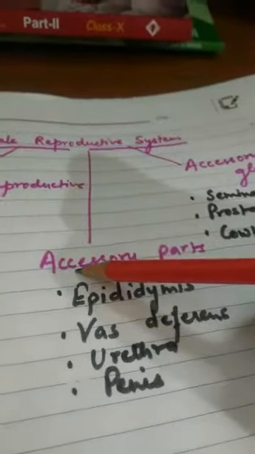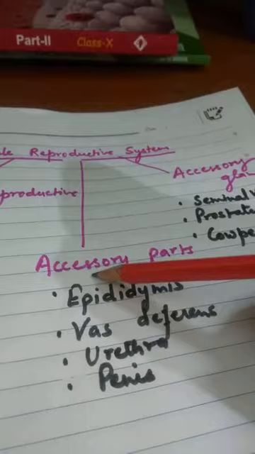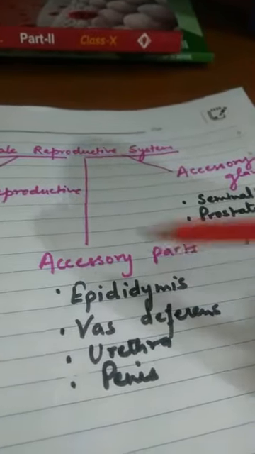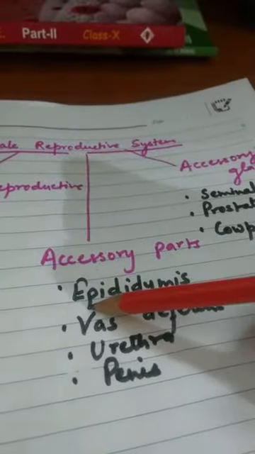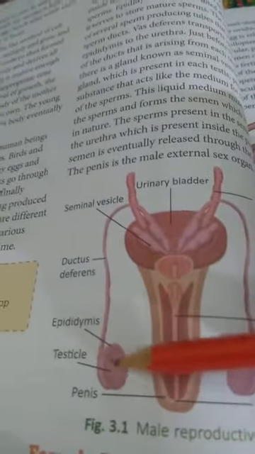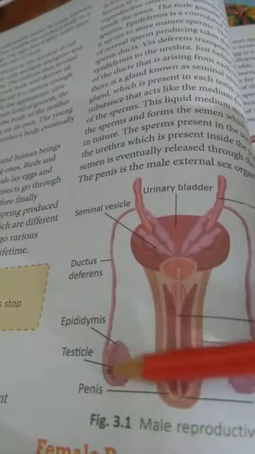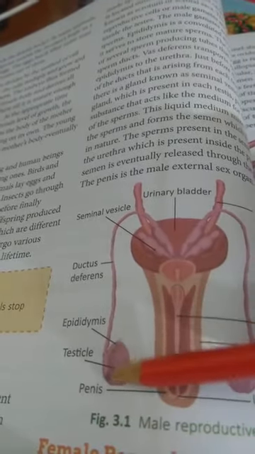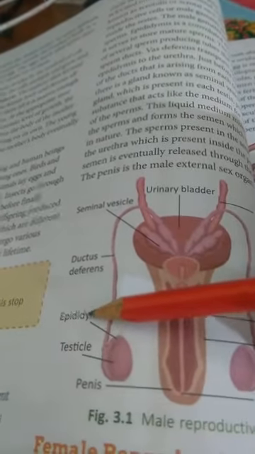Now come to the second part, the accessory parts. Accessory part means helping parts. They do not produce gametes, they help in the process. So the first helping part is the epididymis. Here you can see this is the testes, and over the testes a highly coiled tubular structure is present, and this is called the epididymis.